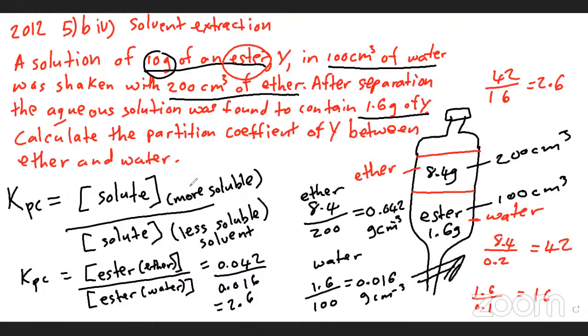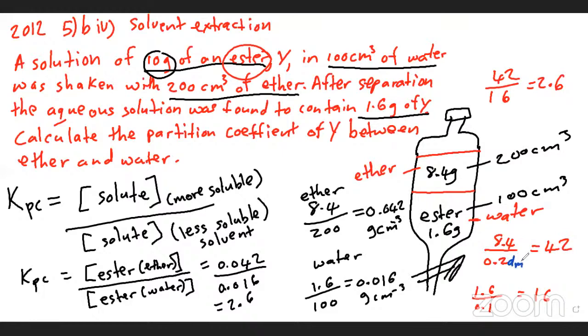Someone raised their hands a while ago. If you have a question, yes, sir. I have a question. How do you get the 0.2? On the right hand side, you have 8.4 over 0.2. How do you get that? Oh, for this one, we are working in dm cube. So let me put that.